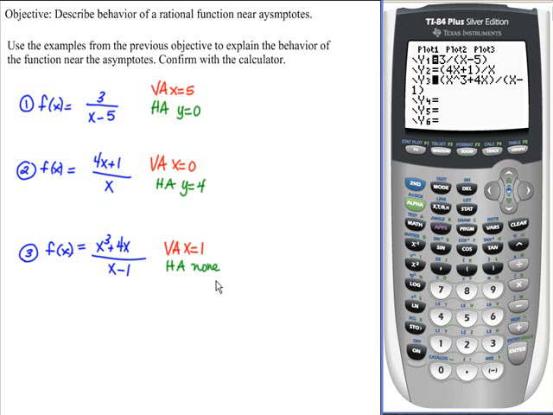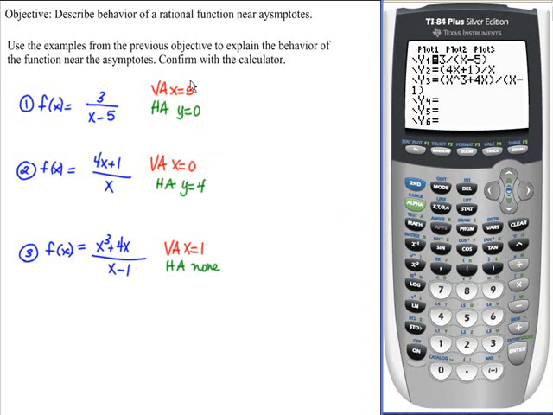The objective of this video is to describe the behavior of a rational function near its asymptotes. I'm using the examples from the previous video and going through those to explain the behavior of the function near the asymptotes. I've already listed these functions, as well as the vertical and horizontal asymptotes we found. So we're going to use the calculator in conjunction with what we stated as the definition of a vertical and horizontal asymptote.